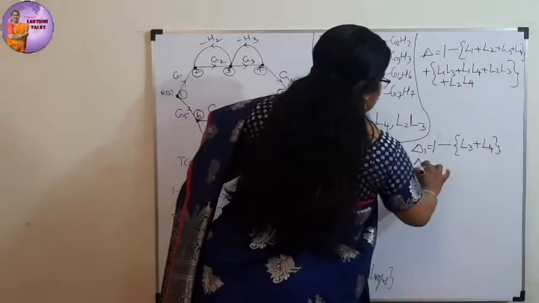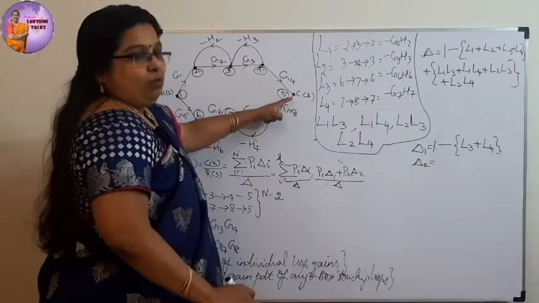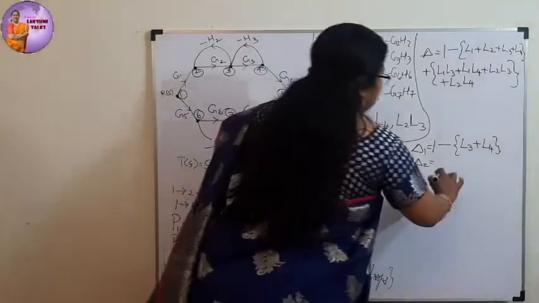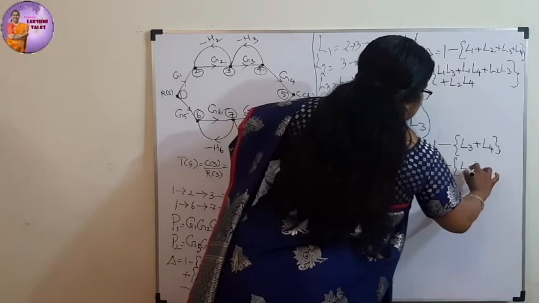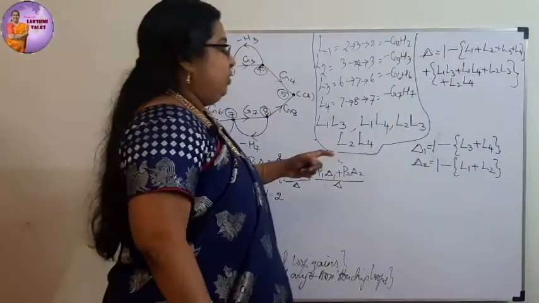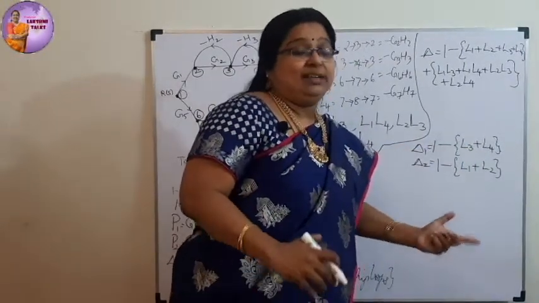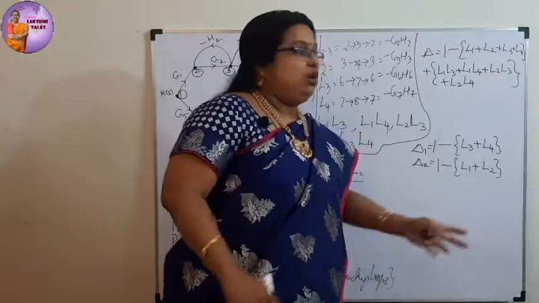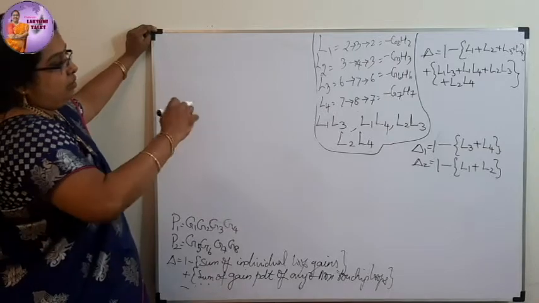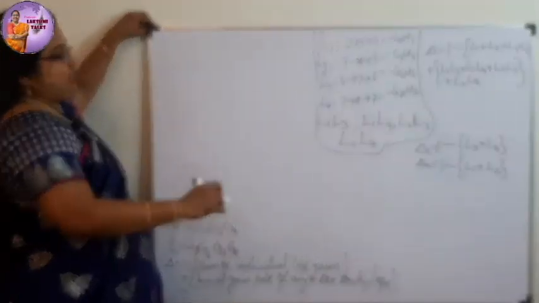Now, what about this delta 2? Delta 2 is this particular forward path. What are the loops which are not involved in this forward path? These 2 are the loops. So, delta 2 is nothing but 1 minus L1 plus L2. Because, see, only 2 loops are not involved in the path, but they 2 are touching each other. They both are touching each other. So, there are no 2 non-touching loops for this delta 1 and delta 2, right? So, before writing the final answer, we will write what is delta, delta 1, delta 2, etc.